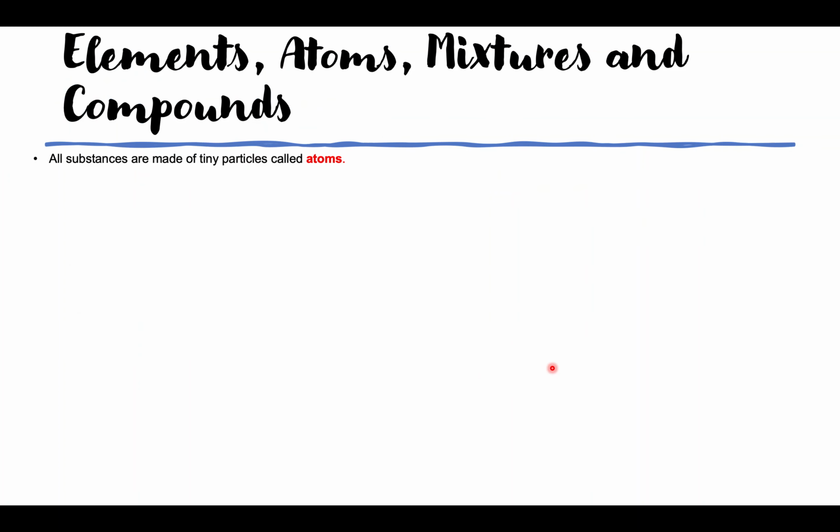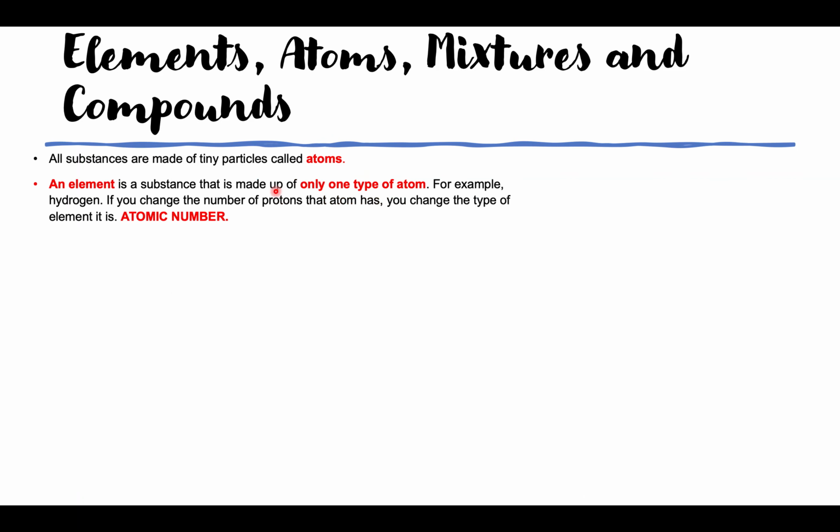So firstly, with regards to that first outcome, there are elements, atoms, mixtures, and compounds that we need to focus on. So in terms of atoms, all substances are made of tiny particles called atoms. Now, an element is a substance that is made up of only one type of atom. So take hydrogen. Hydrogen is an element that is made up of atoms that consist of one proton and one electron.